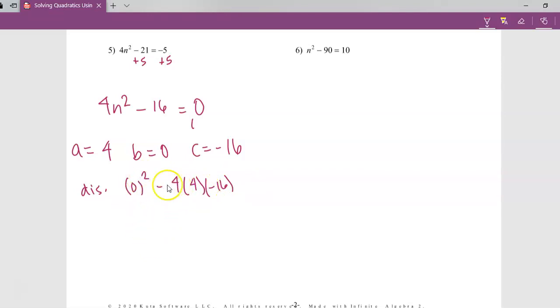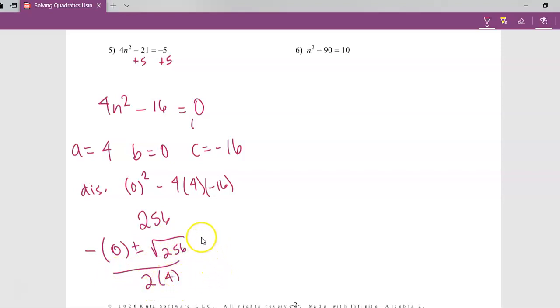So I'm going to have, again, a negative times a negative, which will make this positive. So 4 times 16 is 256. My discriminant is 256. I would have negative b, so just plugging it into the bigger formula now, plus or minus the square root of that discriminant that I just found, over 2 times a, which was 4. So this would be plus or minus square root 256 over 8. The square root of 256 is equal to 16.